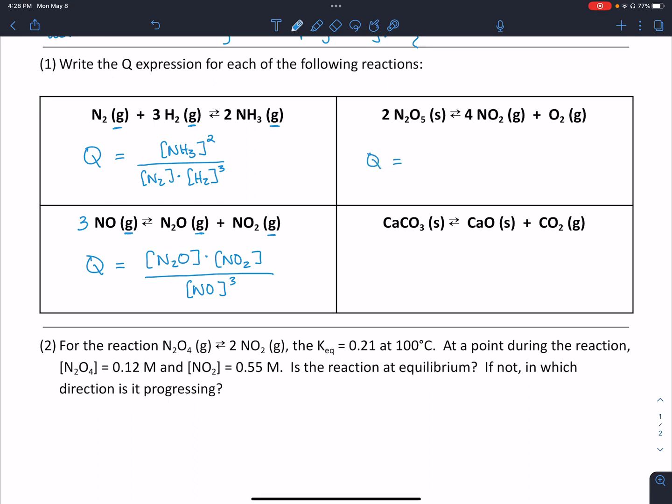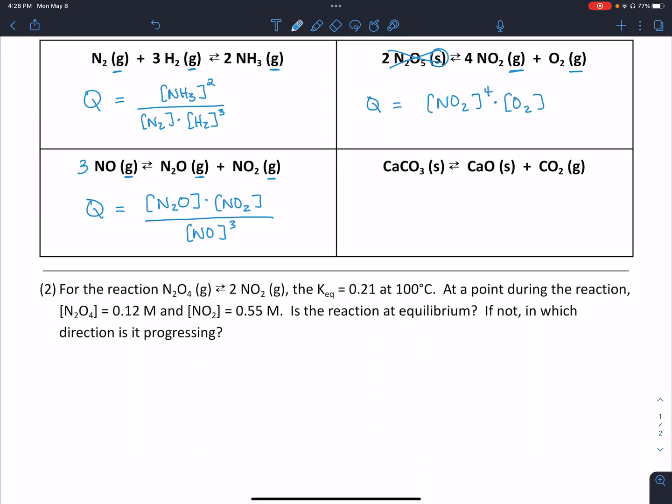Check our reaction. Here we have a solid, so that's not going to be in our reaction. We then look on the product side, we've got a gas and a gas, so that's fine. Check our balancing, 4 nitrogens, 10 oxygens, 8 plus 2 is 10. So we start with one product, NO2, coefficient of 4, so we take it to the 4th power, times O2, no coefficient, so we leave it as 1. So that would be the Q expression for this reaction.